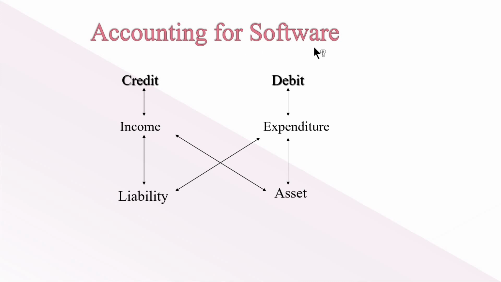Accounting software is designed on two main things. One is credit, the other one is debit. On the credit side, we can see we have income and liability. On debit side, we can see expenditure and asset. In the same way, we can just see here, income is again backlinked with asset and expenditure is backlinked onto the liability. Based on this particular structure, the accounting software has been designed.